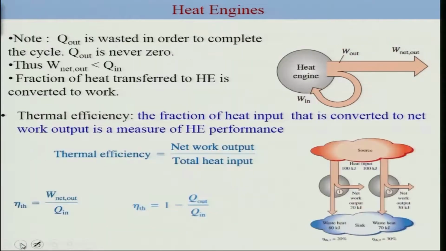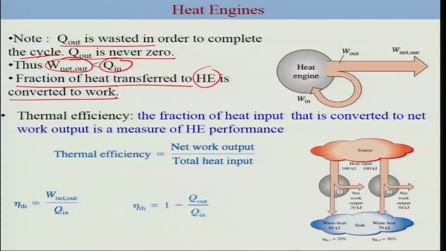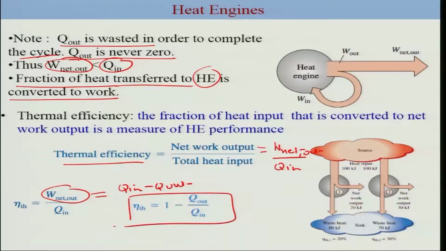Based on this we can also identify the efficiency, but note that Q out is wasted in order to complete the cycle, which essentially means that Q out is never 0. So W net, which is Q in minus Q out, is much less than Q in. Thus the fraction of heat transferred to the heat engine is converted to work, not all of it, only a fraction. Thus the thermal efficiency for this heat engine, by definition, is desired output divided by required input, which is net work output divided by total heat input, that is W net out over Q in. You can replace W net by Q in minus Q out, so the thermal efficiency is given by this. Considering Q out is never 0, this is always less than 1. That means eta cannot be 100%.